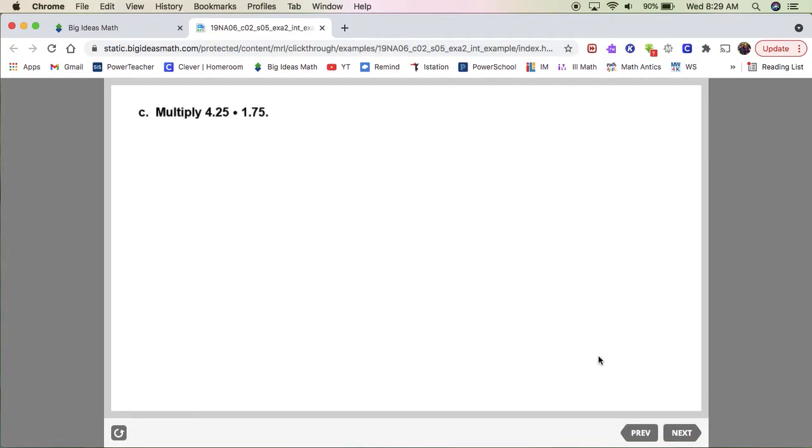All right, these both have 2 decimal places. They both have 3 digits, so it doesn't really matter which one is on the top. 4 times 2 is our estimate, 8. This time we're going to be multiplying a 3-digit by a 3-digit number. That's not something you do a lot, so let's just look at it and see how that works.